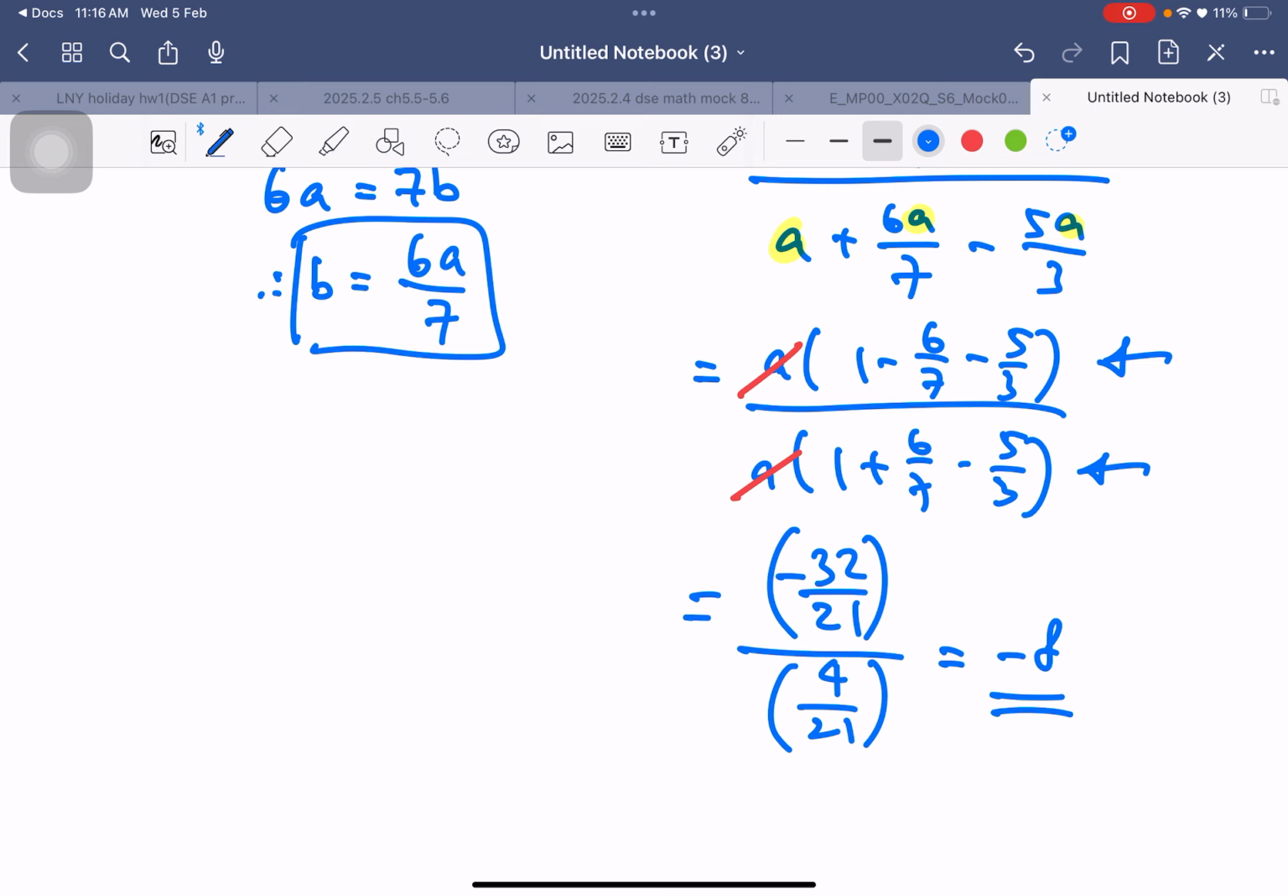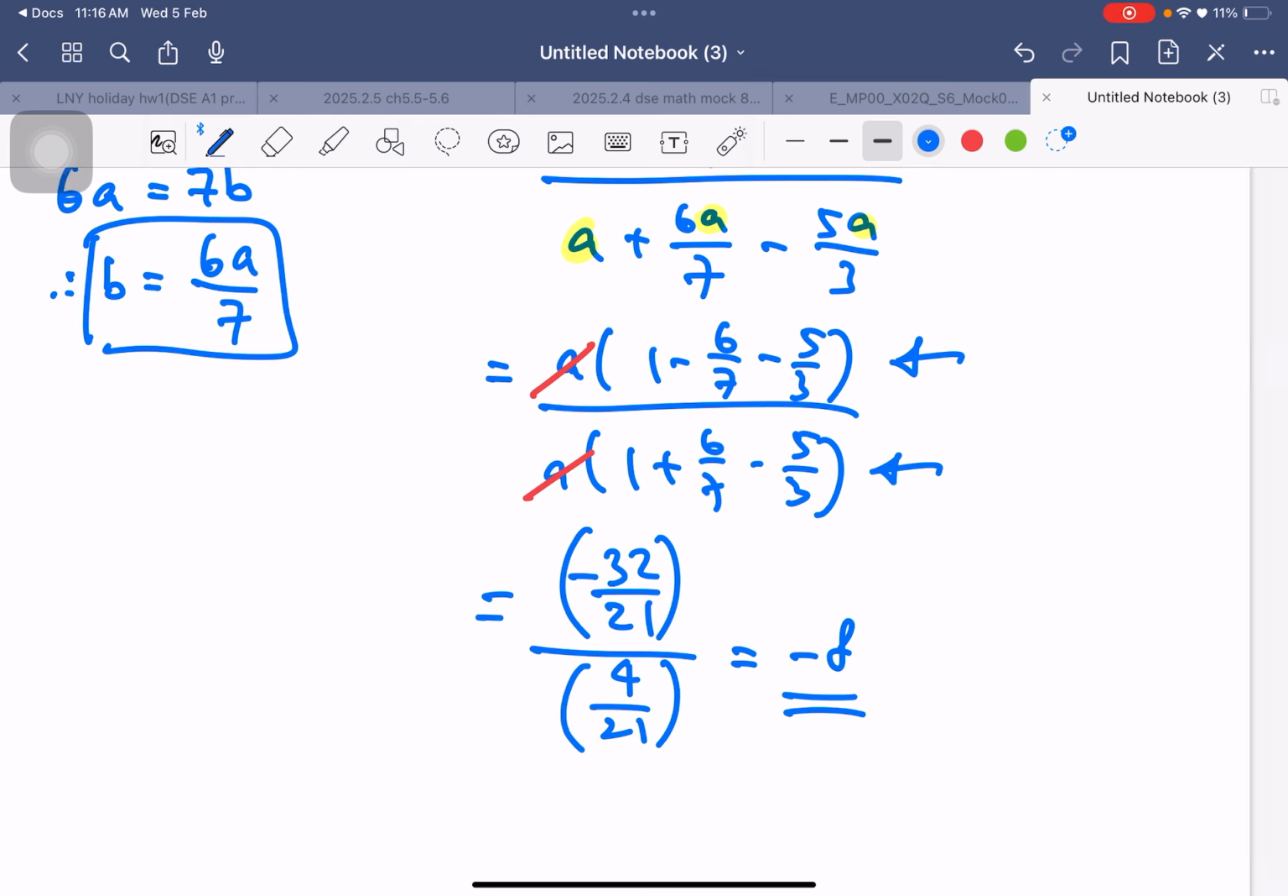Question 13 and 14, can I skip? Yeah. 15, anyone know how to do? No. If I teach this question, it will use my whole lesson. Never mind. Alright, so question 15.